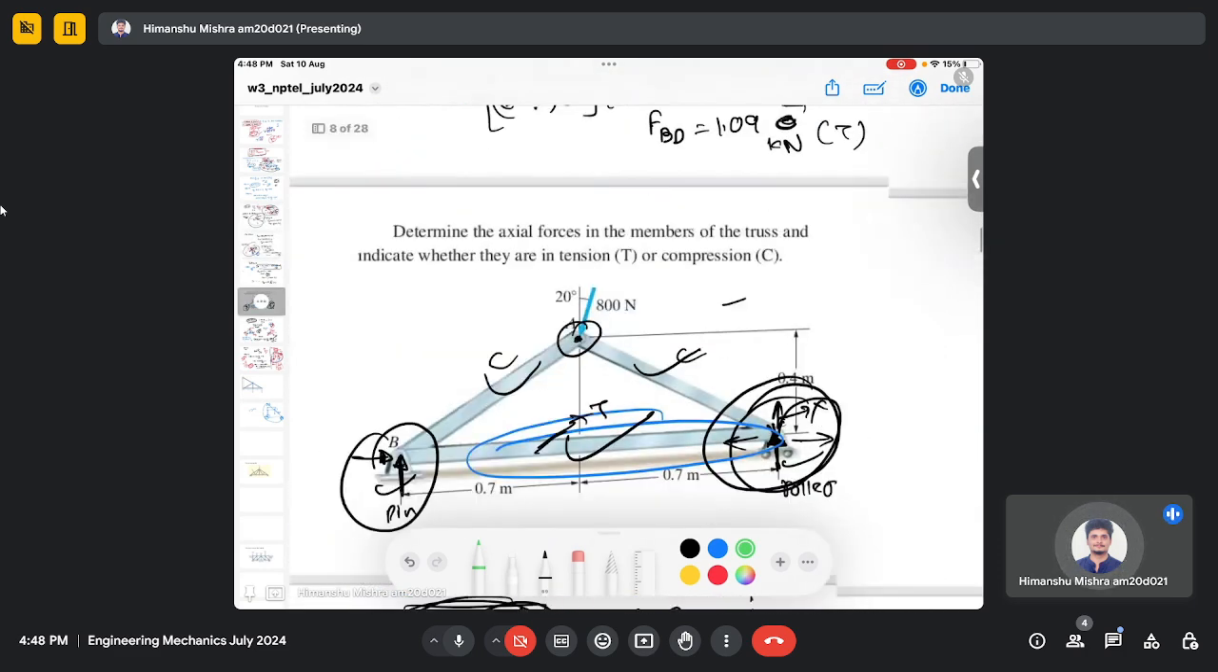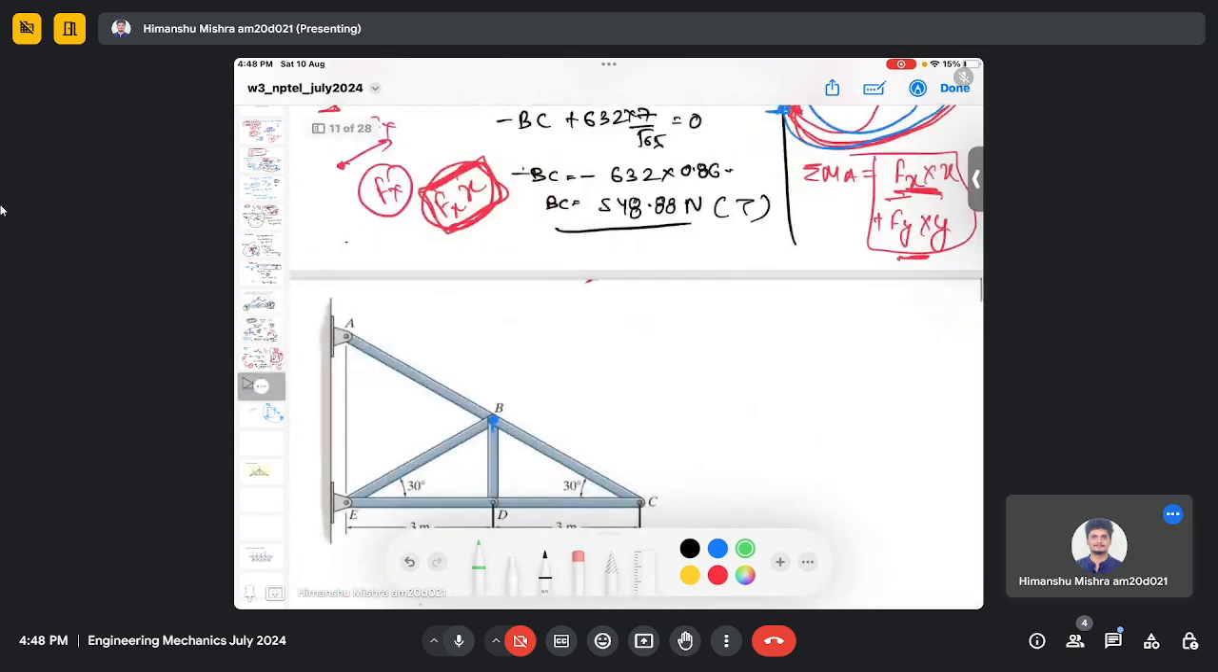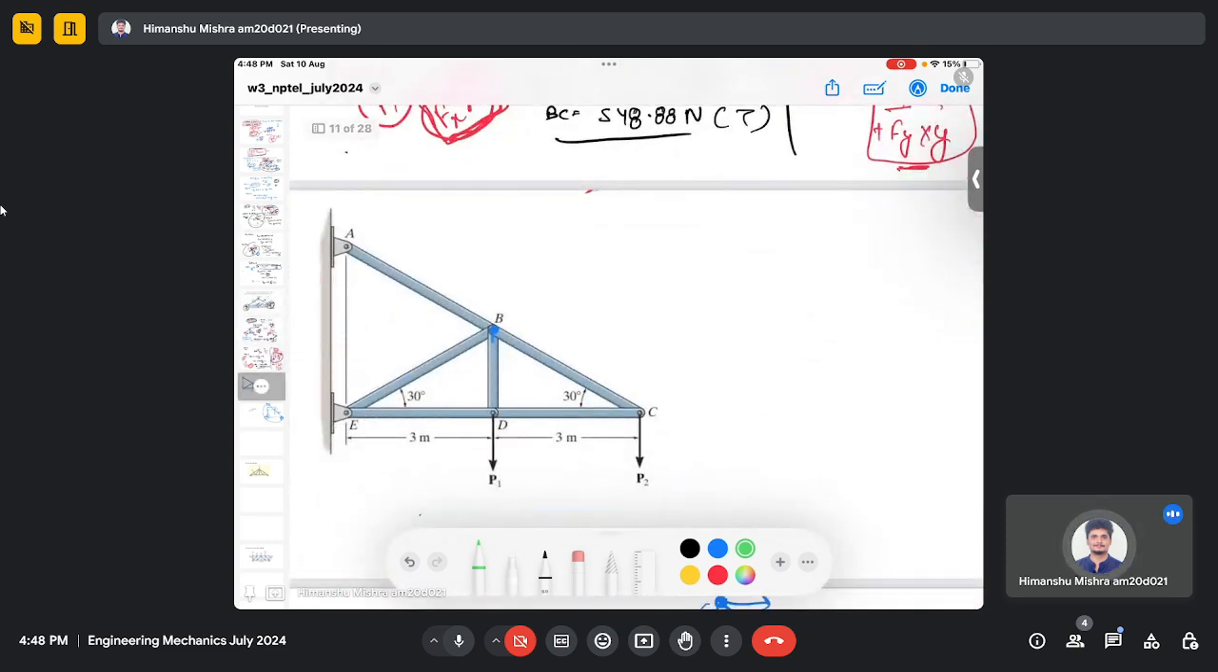So the similar problem is here. So here you have a similar problem, like when you are using the method of joints to calculate the forces in the members, you can actually use the coordinate system like this here in this joint. But for the B joint, you can actually use the coordinate system along this direction.